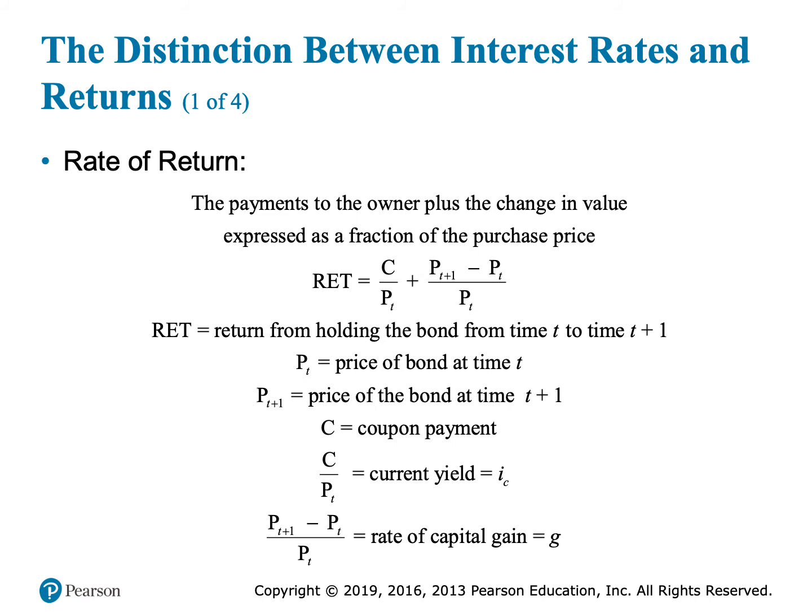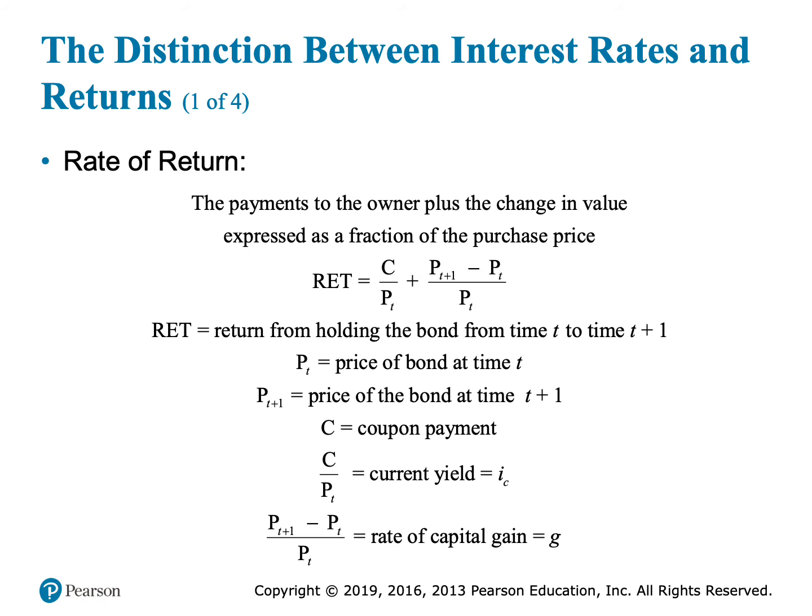If, on the other hand, we buy the bond at P_t and we sell it at P_t+1, but our P_t+1 is less than what we paid for the bond, then of course our rate of capital gain there will be negative. If the rate of capital gain is negative, it'll be eating into our current yield. And if it dominates our current yield, we might in fact be earning losses in our overall rate of return.